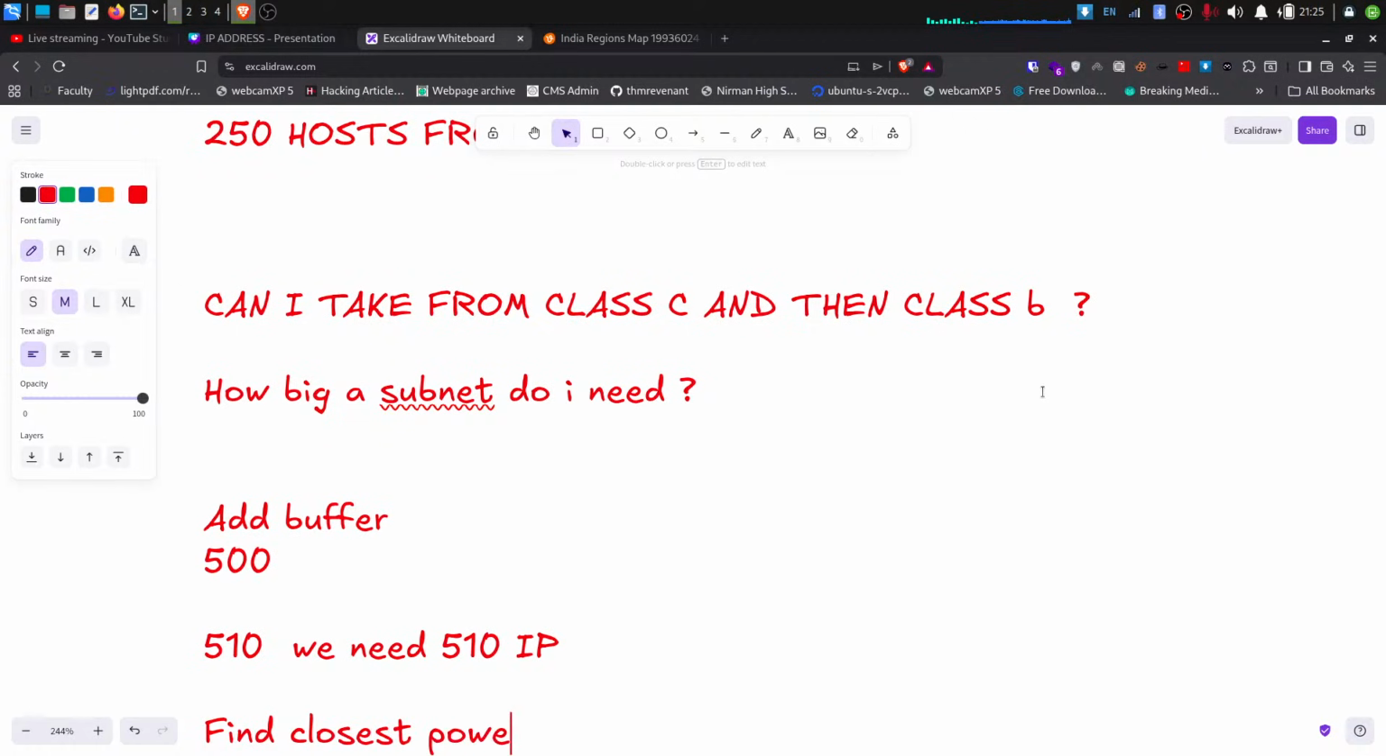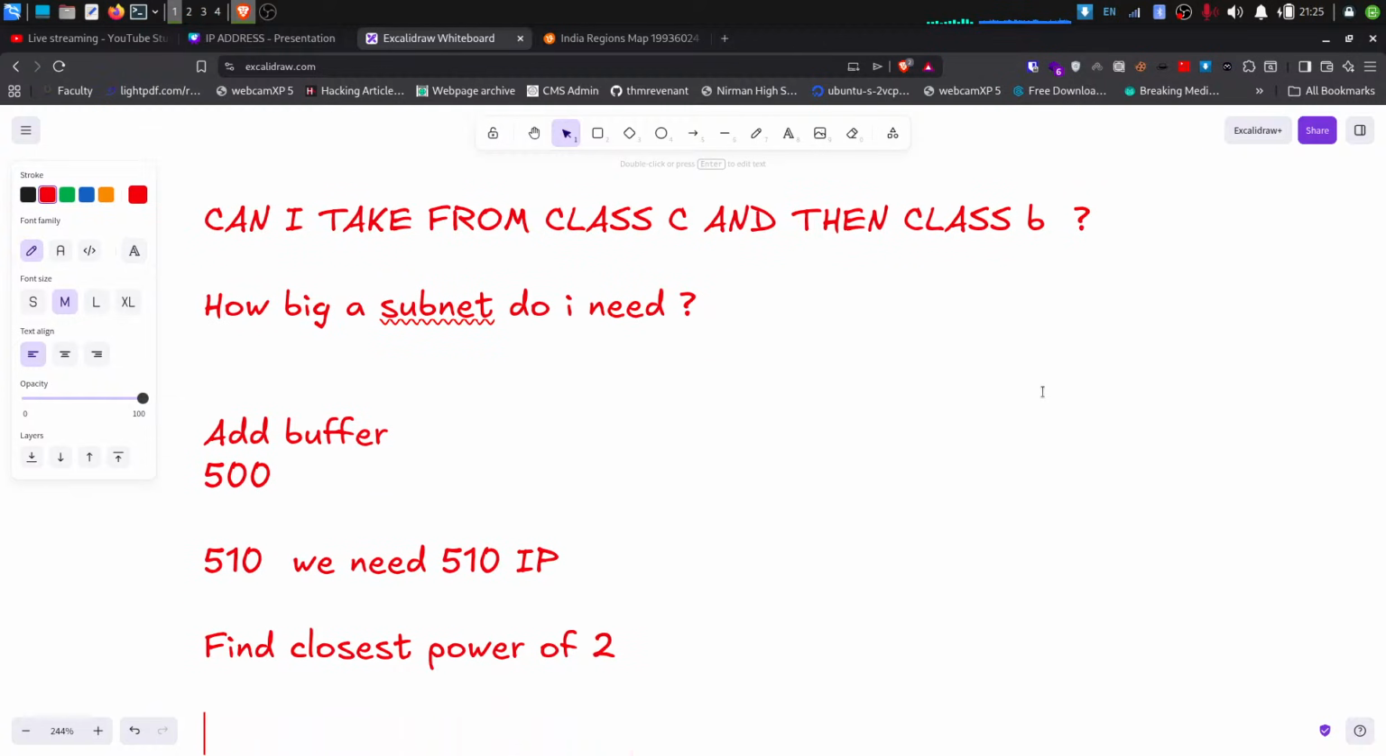Now we have to find the closest power of 2. If we do this, the answer would be 254. We just have to do minus 2 because 2 addresses are reserved. In every situation, you have to do a minus 2. For example, in class A we have 1 bit, in class B 2 bits, and in class C 3 bits.